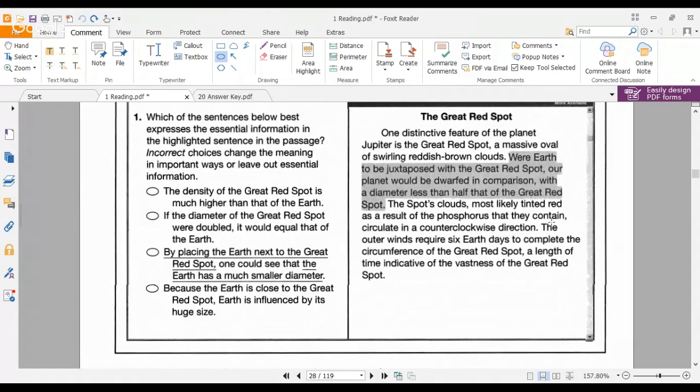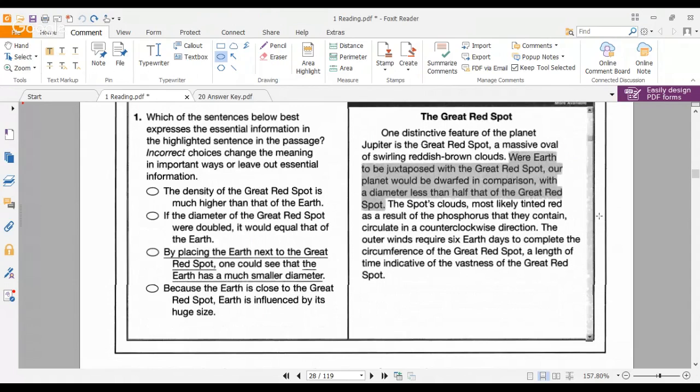Clause, it's when you have a subject and a verb. Okay? Every clause has a subject and a verb. So how many clauses, how many meaningful parts does this sentence contain? Two. Absolutely. Two parts. What's the first part? Were the Earth to be juxtaposed with the great red spot? This is the first part.